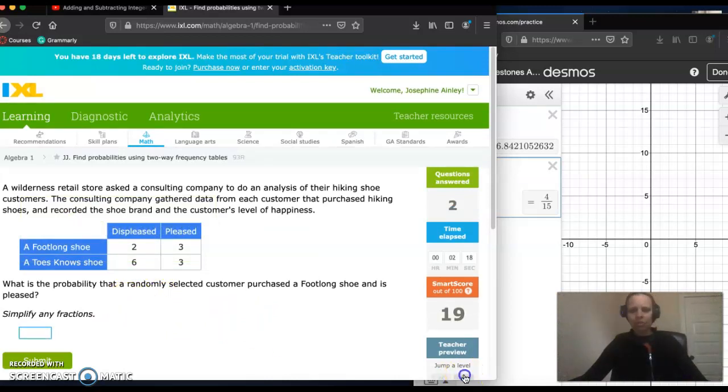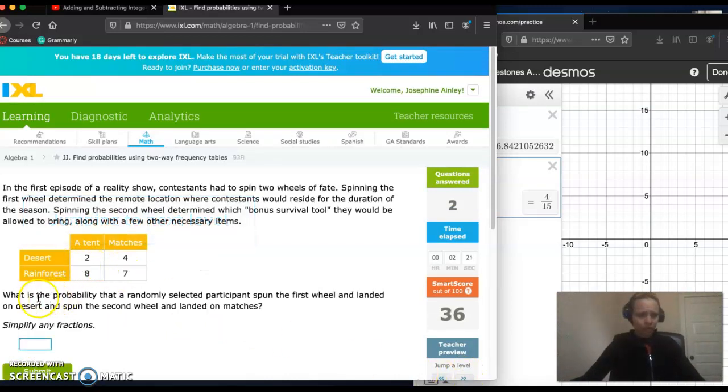All right, I'm going to skip to the next level. All right, so what's the probability that a randomly selected participant spun the first wheel and landed on desert, and spun the second wheel and landed on matches? Okay, so this is a combination of questions. So when you're doing probability, I want you to think of the word and as multiplication, the word or as addition. So and is multiplication, or is addition. All right, so first wheel and landed on the desert. So where's the desert? Boom.